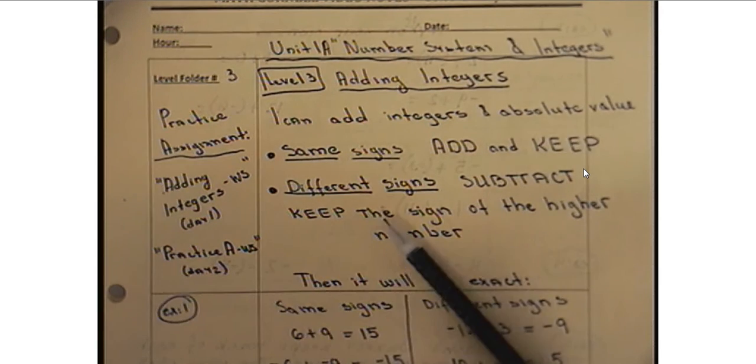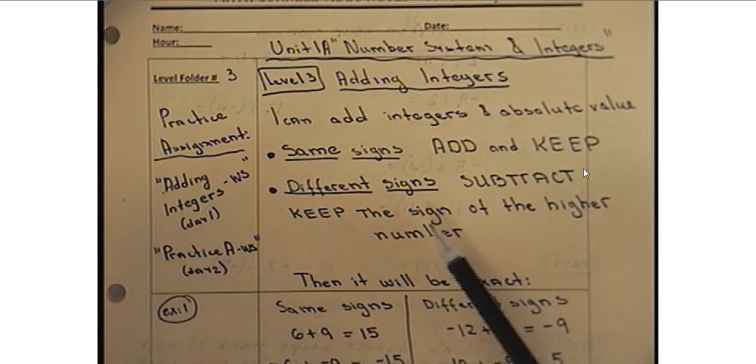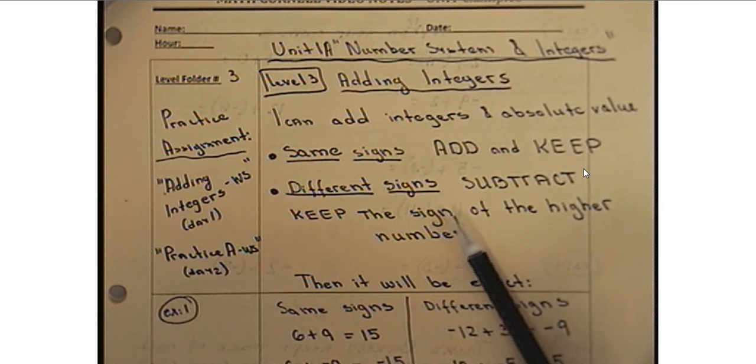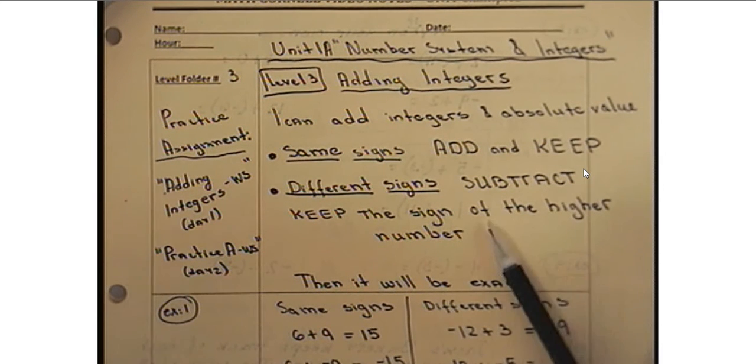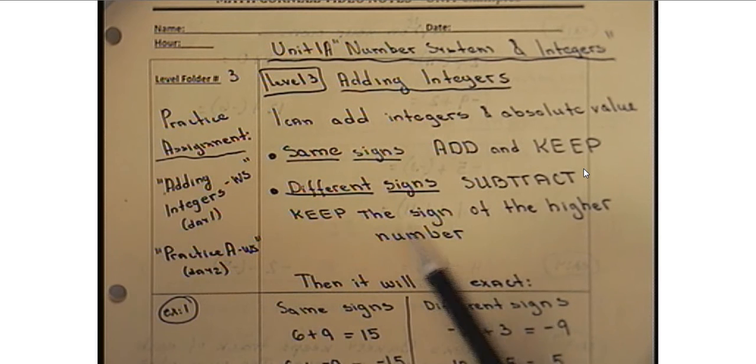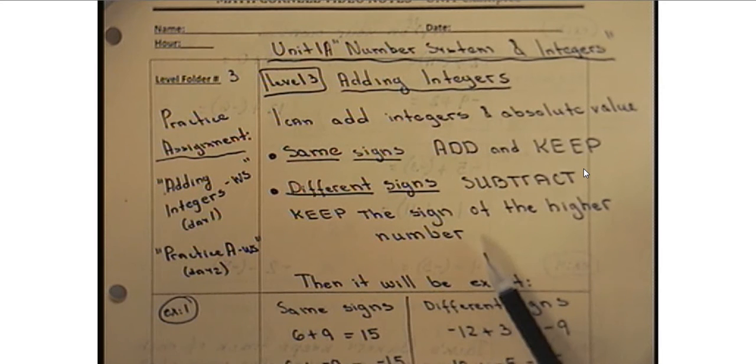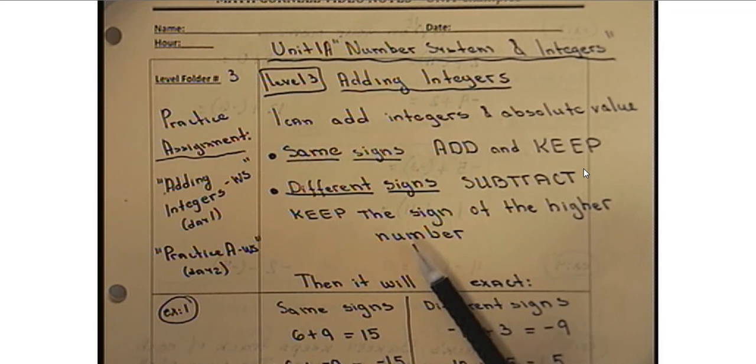Rule number 2. If we have integers with different signs, for example, positive 5 and negative 3, those are two numbers that have one positive and one negative sign. In this case, you subtract the actual numbers, and then you keep the sign of the highest number. So if I have 5 and negative 3, and I subtract 5 and 3, the difference between 5 and 3 will be 2. But then 5 is the largest number that has a positive sign, so the answer will be positive.